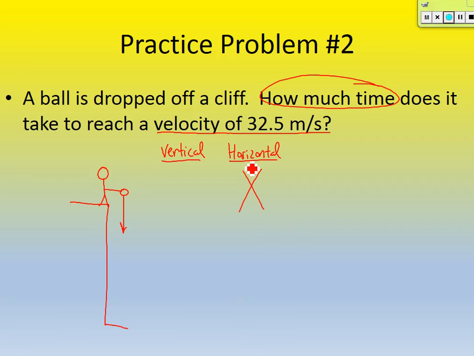Okay, so let's go through. Step 3 was to list all the known variables. I like to start at the point at which you release it. Displacement initially is going to be 0. Remember, we have 7 variables we need to list. Time initial is going to start at 0. And velocity initial, again, if you're dropping it, it's got to start at 0 meters per second.